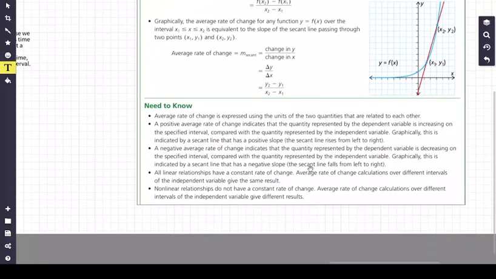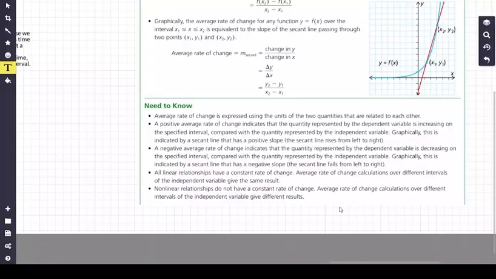Anyways, what do we need to know? The average rate of change is expressed using units of two quantities that are related to each other. A positive average rate of change indicates that the quantity represented by the dependent variable is increasing compared to the quantity represented by the independent variable. Graphically, this is indicated by a secant line that has a positive slope, which is what we have right here. Linear relationships have a constant rate of change, as we saw in example 2, so average rate of change calculations over different intervals will have the same result. Nonlinear relationships do not have a constant rate of change, and average rate of change calculations over different intervals will give different results.